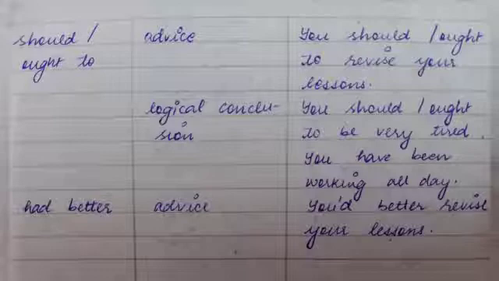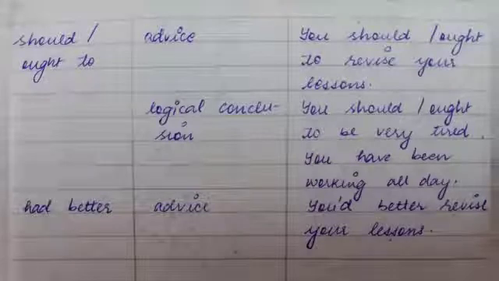The last modal verb is had better. Where is had better used? In case of advice. What is advice? To tell somebody to do something because it is good for them. For example, you'd better revise your lessons. This sentence means that you should revise your lessons because it is good for you. So it is an advice that is given to you.